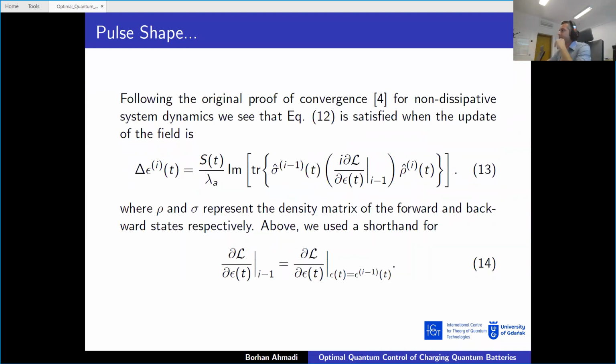As is proved in reference 4, for the non-dissipative dynamics, equation 12 is satisfied when the update of the field is of this form. Okay, here there is a typo. This is dissipative. Sorry, this "non" shouldn't be there. The update should be of this form. Here, sigma is the backward state of the system for the backward evolution, and this is the state of the system for the forward evolution. And we use this shorthand also in here. Epsilon I means the field in the iteration I-1.